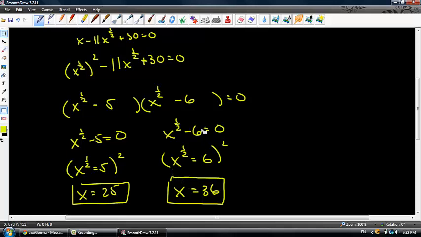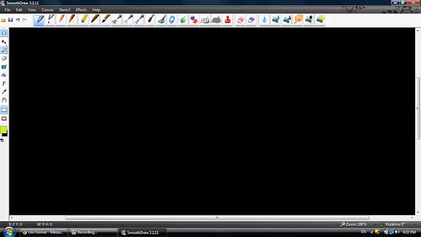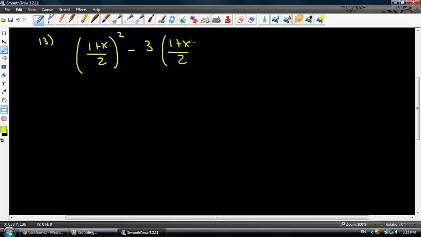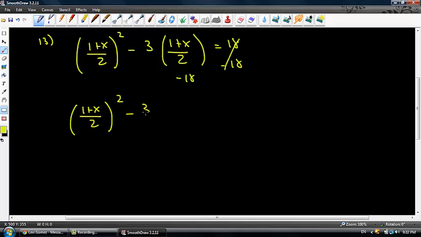Okay, now I'm going to do the bear. The bear is number 13. (1 plus x over 2) quantity squared minus 3 times (1 plus x over 2) equals 18. So first thing I'm going to do is subtract 18 from both sides because I want to get it all equal to 0. So (1 plus x over 2) squared minus 3 times (1 plus x over 2) minus 18 equals 0.